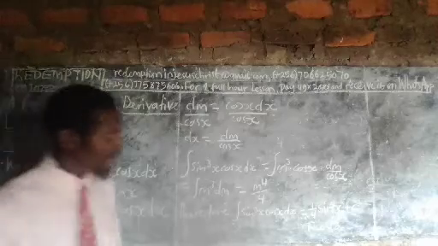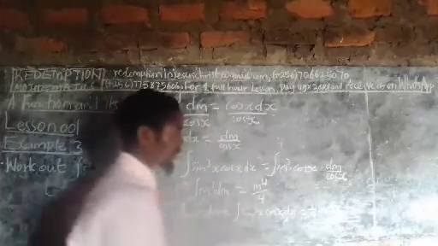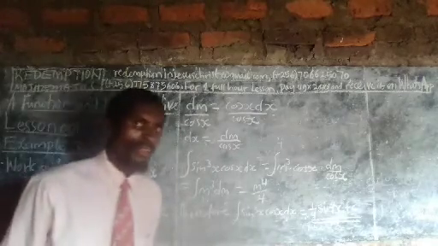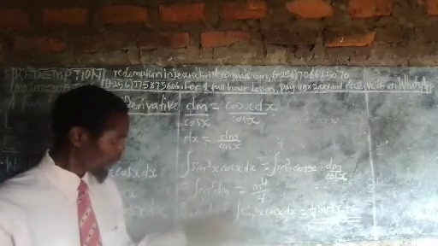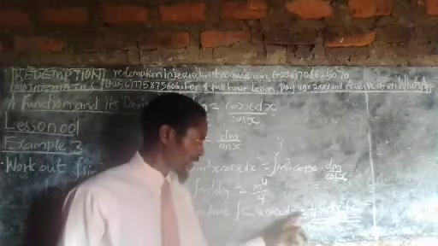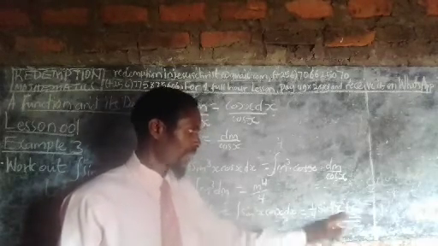My dear learner, this becomes the solution to the problem. In other words, the solution to the problem, the integral of sine cubed x cos x dx, is equal to a quarter sine power 4 x plus c.